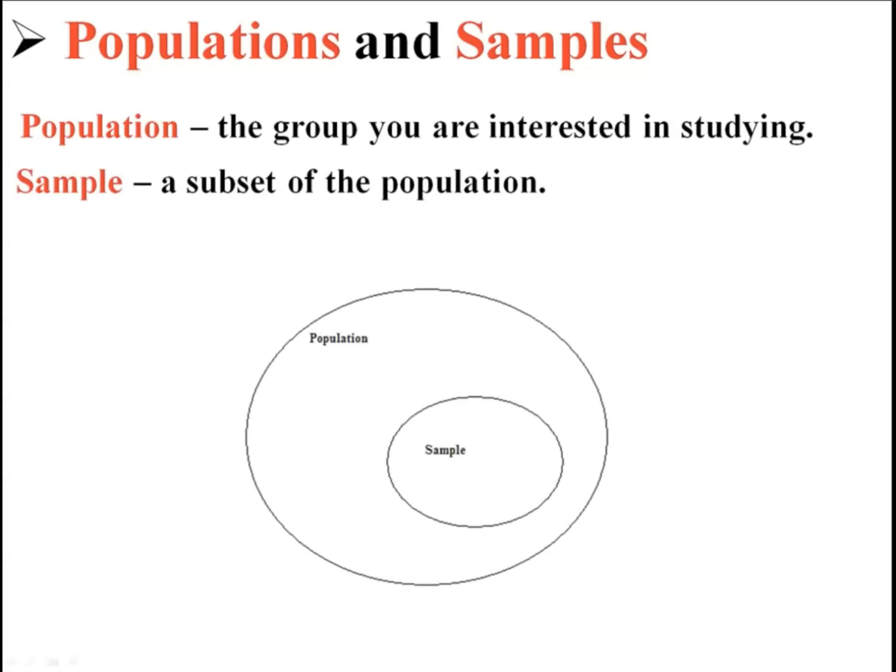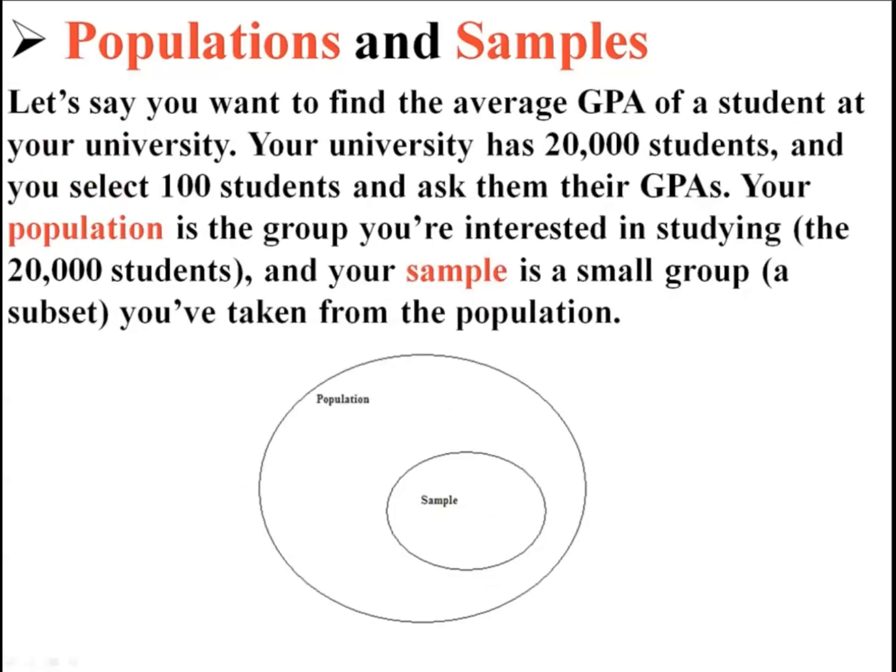Now, the data you get will be drawn from either populations or samples, usually samples, but I'm going to explain both. Now, the population is the group that you're interested in studying, and the sample is a subset of that population. Basically, your sample comes from the population as shown in the diagram below. So let's say you want to find the average GPA of a student at your university. Your university has 20,000 students, and you randomly select 100 of them and ask them what their GPA is. In this case, the group that you're interested in studying, your population, is that 20,000 students, and your sample is that smaller group of 100 students that you've taken from the population.